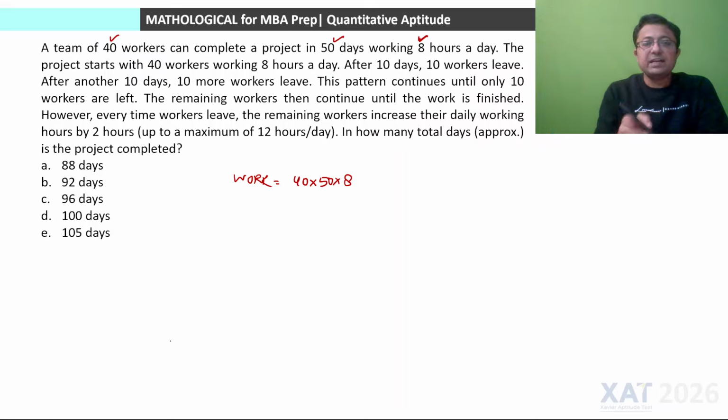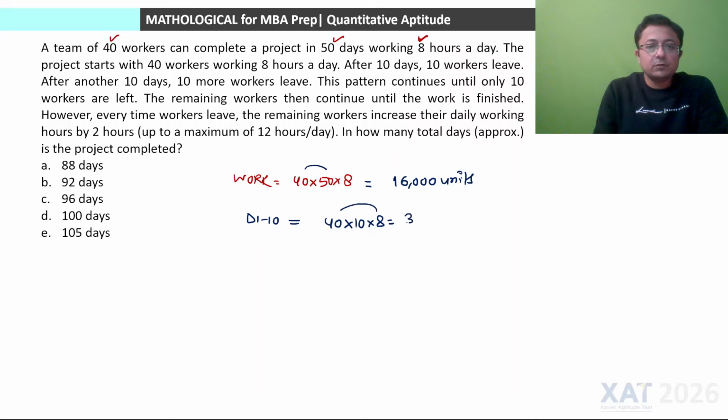And after 10 days, 10 workers leave. यानी कि फर्स्ट 10 डेज में उतना ही वर्क हो रहा है जितना होना चाहिए। ठीक है, इफेक्टिवली वर्क कितना करना है, 40 into 50, दैट इज इक्वल टू 2000 into 8, 16,000 यूनिट्स। So first 10 days, from day 1 to day 10, 40 workers are working. Days are 10, 40 into 10 into 8. Work done will be 8 into 4, 32, 3200 units.